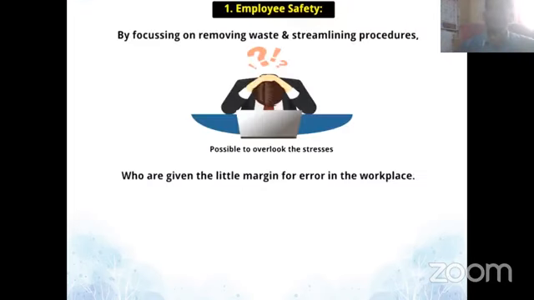What are the disadvantages? The first one is employee safety. By focusing on removing waste and streamlining procedures, we somehow burden our employees to work continuously, and they are always under pressure, maybe some performance issue or other. Their health may be hampered while applying lean manufacturing. Sometimes there will be a labor cost while applying this lean manufacturing technique. So the employee always feels a burden.